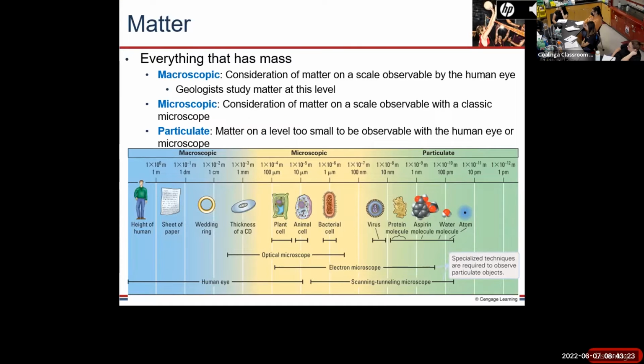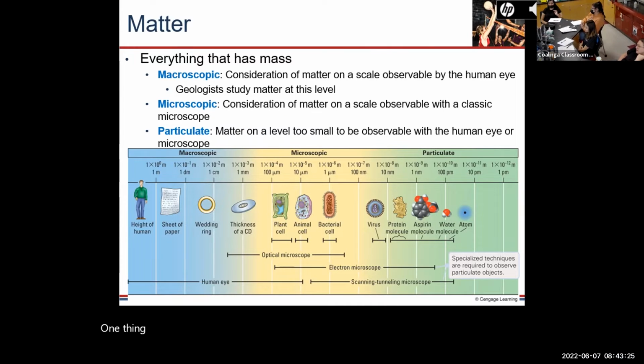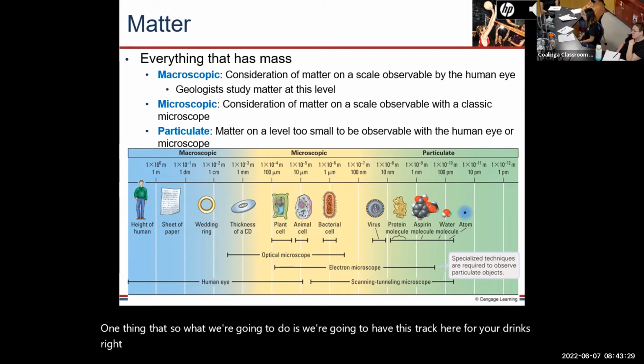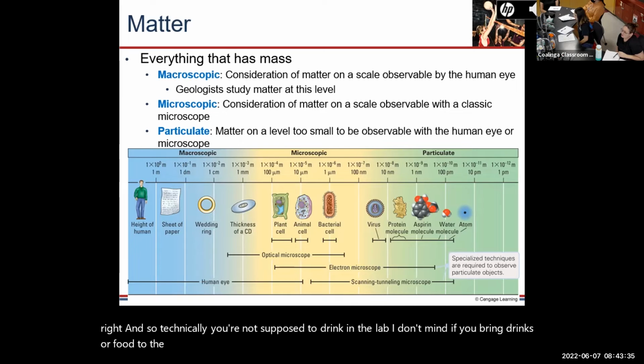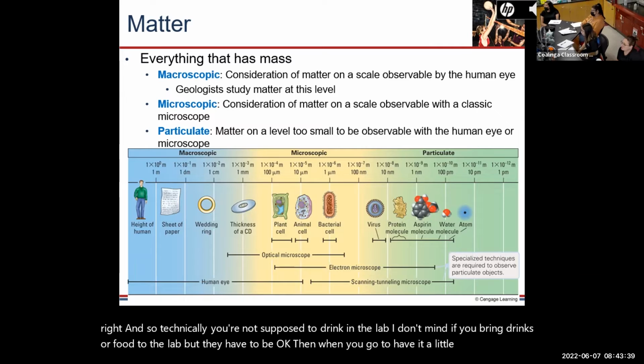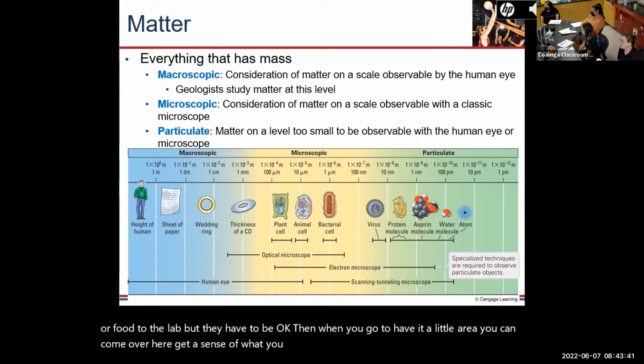Oh, one thing that I have to remind you guys of. We're going to have this cart here for the drinks, right? Typically we're not supposed to have drinks or food in the lab. I don't mind if you bring drinks or food to the lab, but they have to be in the cart, okay? When you want some, you come over here, get a swig of what you need, and then sit back down.